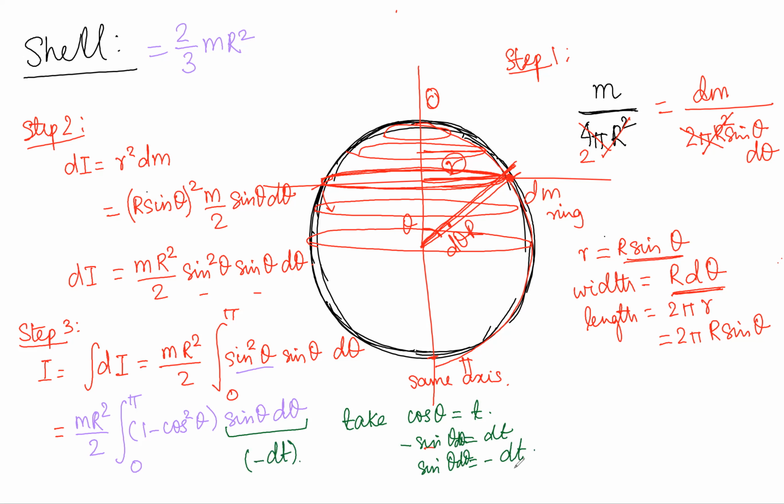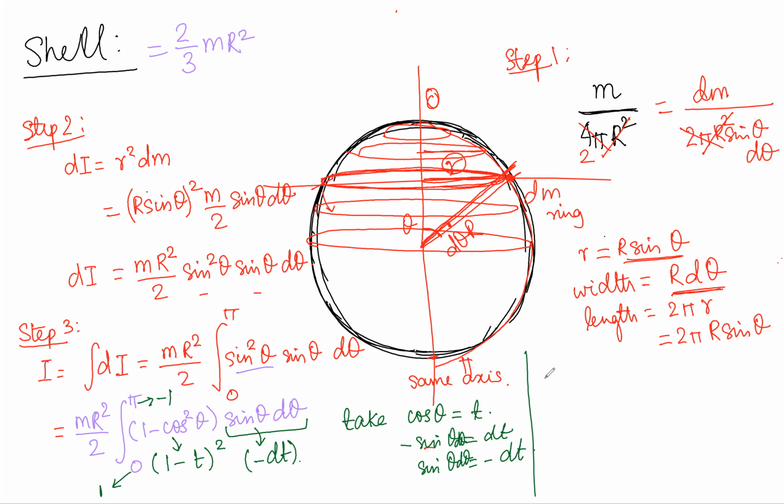Sin theta d theta is equal to minus dt, और जो 1 minus cos square theta है that will be equal to 1 minus t square. तो this is the result of our substitution. Okay, what is cos 0? Cos 0 is 1. What is cos pi? Minus 1. So all of the variables in our integration are going to change. मैंने क्या किया, cos theta को t ले लिया, तो cos 0 कितना हो जाएगा 1, cos pi कितना हो जाएगा minus 1, sin theta d theta क्या हो जाएगा minus dt.